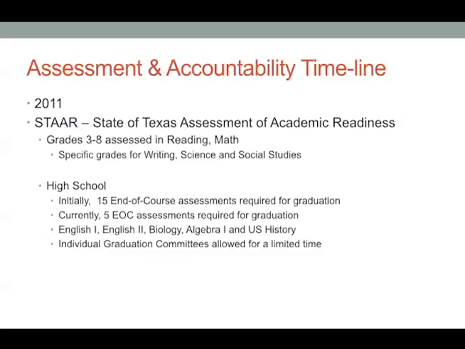2011 saw the dawn of the STAAR test, the State of Texas Assessments of Academic Readiness. Grades 3 through 8, reading and math, also specific grades for science, writing, and social studies. And high school initially instituted 15 end-of-course assessments. That was changed, and currently now we have 5 end-of-course assessments that are all required for graduation. And while there are some challenges with that, one of the important things in our last legislative session was, for a limited time, the implementation of individual graduation committees so that students could be considered to graduate if they were having difficulty in no more than 2 of those subject areas.